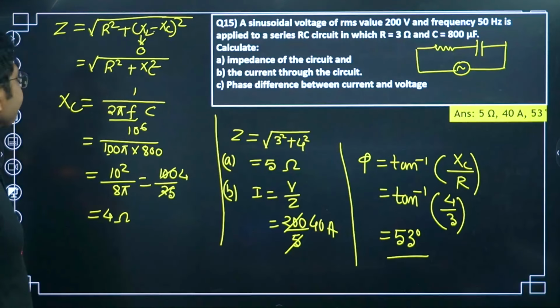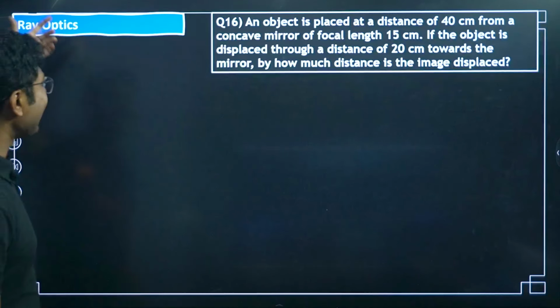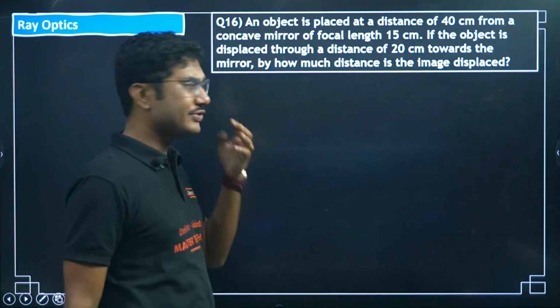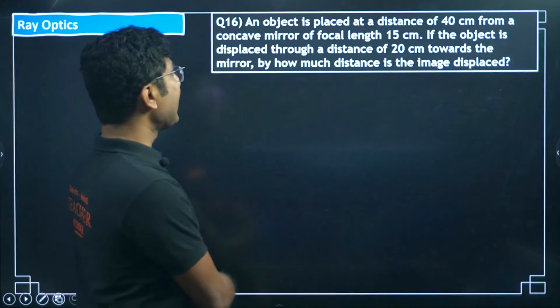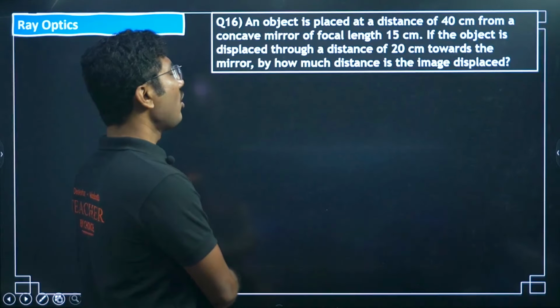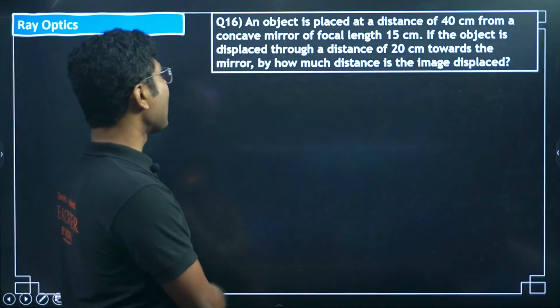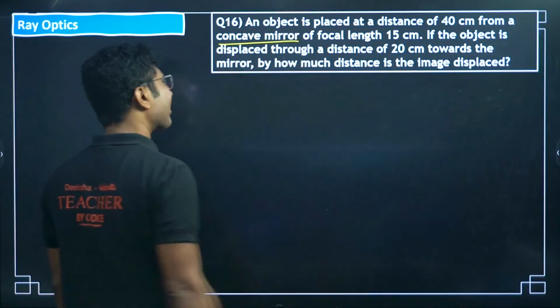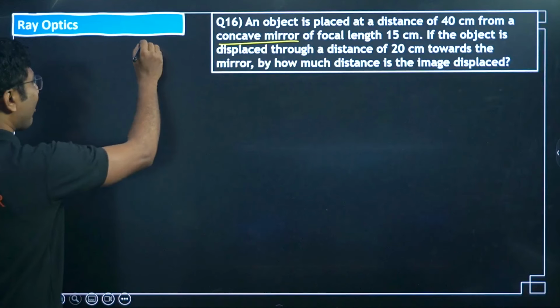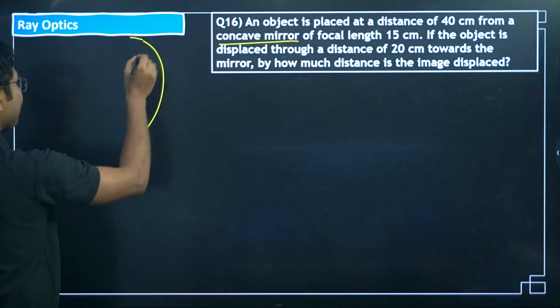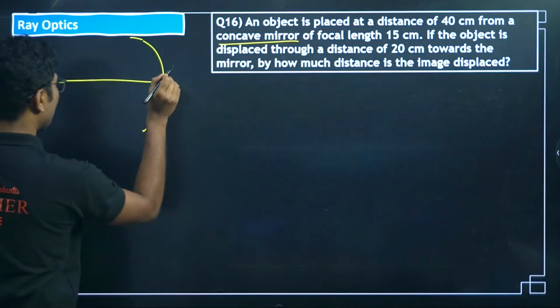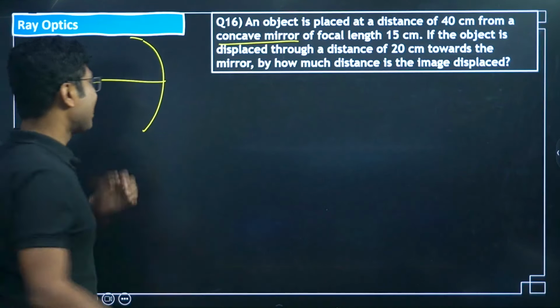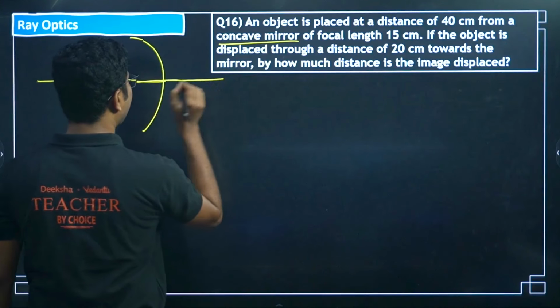Now, next is ray optics. This is the last chapter, and we are solving 3 more questions. An object is placed at a distance of 40 centimeter from a concave mirror of focal length. So, this is a mirror. I am solving a mirror question. Generally, a simple mirror or simple lens based question does not come, but this question has come in the past. So, that is why I am covering this question.